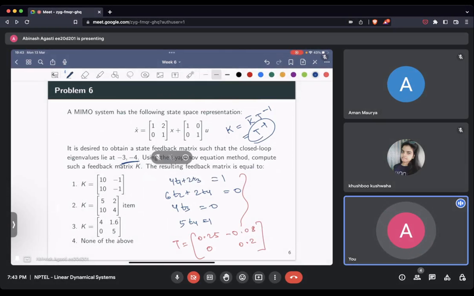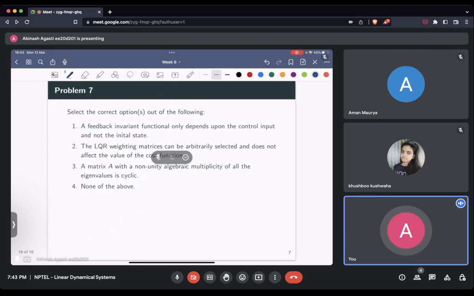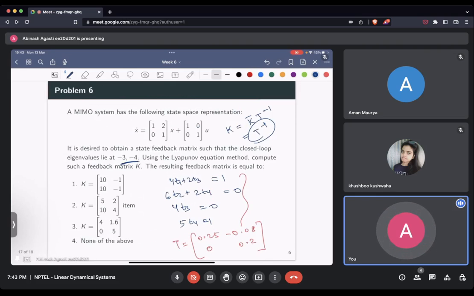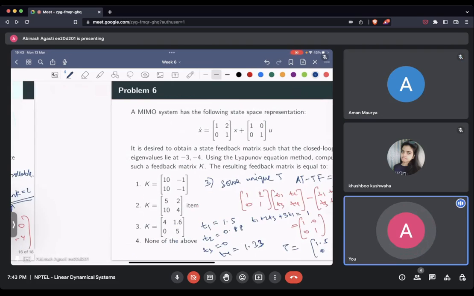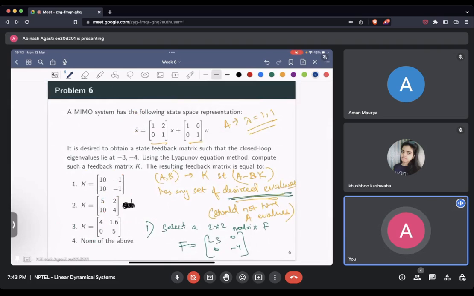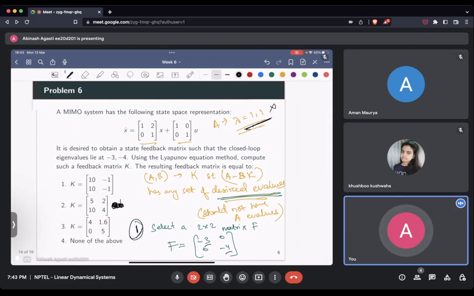Before that, let's just try this question. This concept is clear, right? Yes, sir. Okay, so just a few steps, I'll reiterate them. First step is this: select an F matrix that has the desired eigenvalues, just that they should not be equal to the A matrix's eigenvalues.